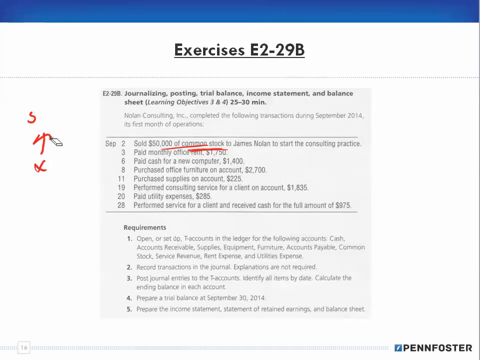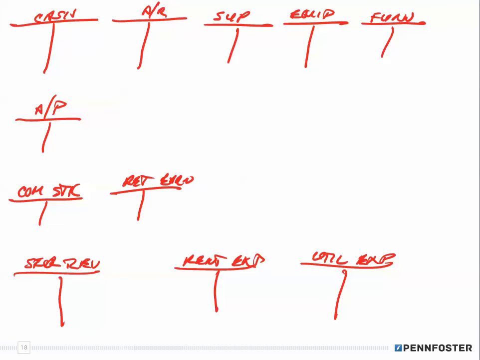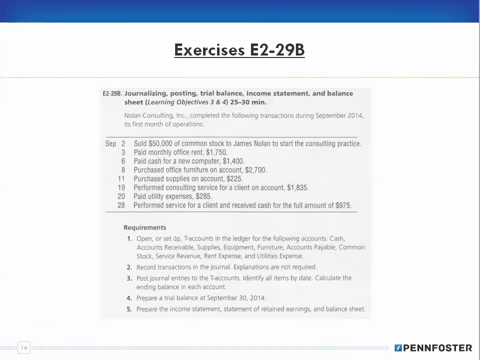Now again, I'm erasing these, and when I go to post them into these T accounts, you can look at the solutions to follow along from the journal entries there. Okay. All right. September 3.